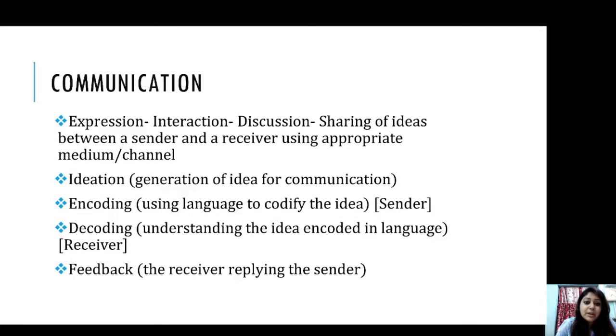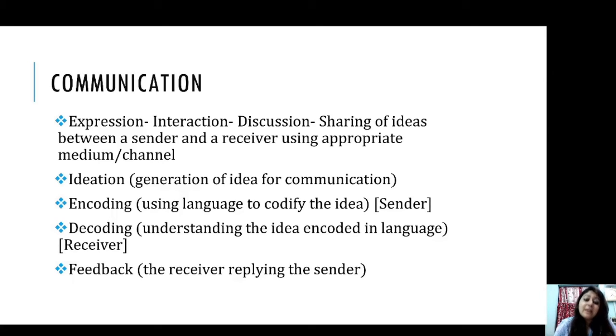Talking about communication, communication is expression, interaction, discussion, sharing of ideas between a sender and a receiver using appropriate medium or channel. Now, the basic features or the basic steps which are included in a communication process, in a communication system, are ideation, encoding, decoding, and feedback. Now, to talk about ideation, encoding, decoding, and feedback, first we have to understand the two essential components of a communication system. One, the sender, and the other one, the receiver.